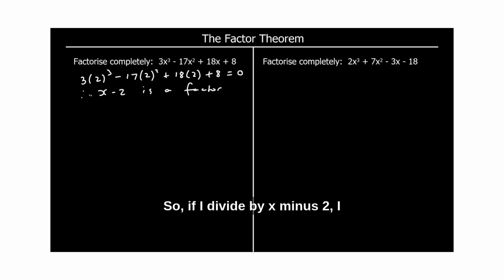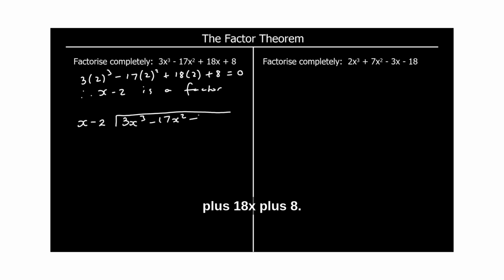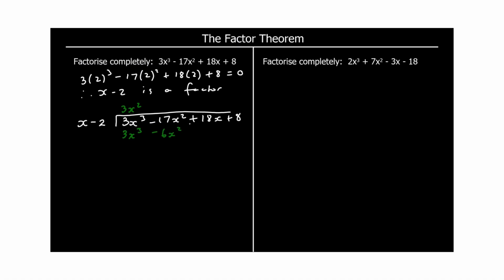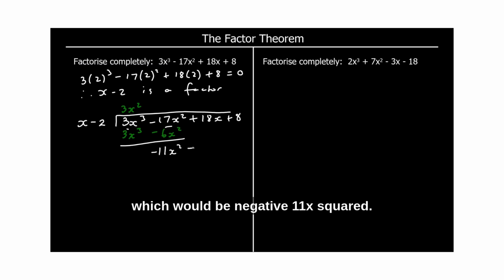So if I divide by x minus 2, I can find out what's left. So 3x cubed minus 17x squared plus 18x plus 8 divided by x minus 2. We can use the long division. So 3x cubed over x is 3x squared. 3x squared times x is 3x cubed. 3x squared times negative 2 is negative 6x squared. Take away. The 3x cubes go. We've got negative 17 plus 6, which means negative 11x squared.